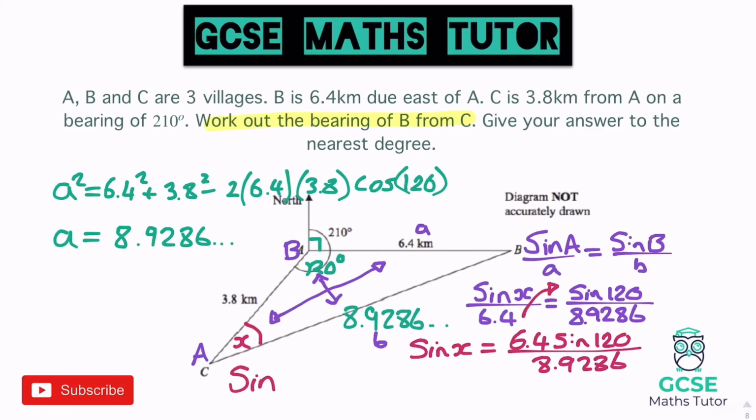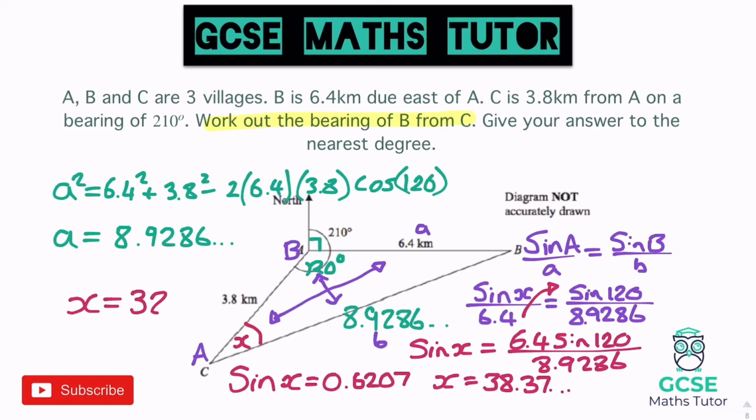So we get sine x equals 0.6207, and again a few more decimals, but we want to find the value of x, so I'm going to do the inverse of sine. So x equals, remember we're doing sine minus 1 here, so shift sine, answer, and we get 38.37 degrees. A few more decimals after that, but it wants it to the nearest degree, so to the nearest degree x is going to equal 38 degrees.